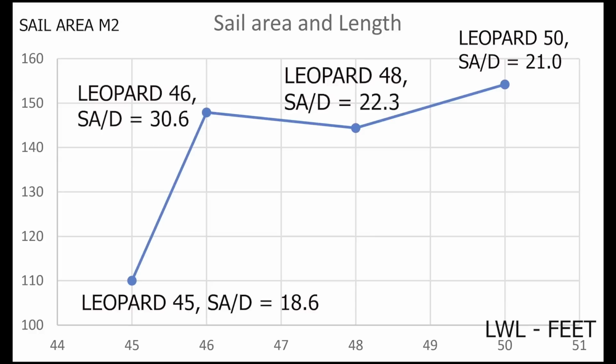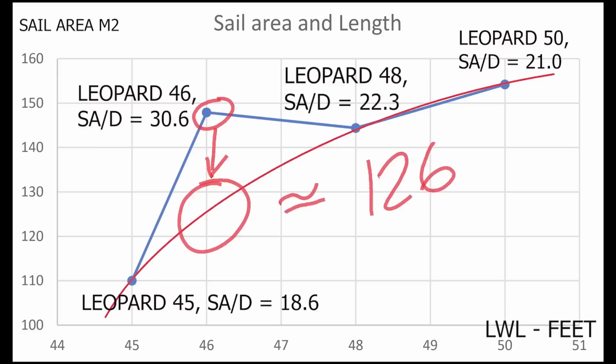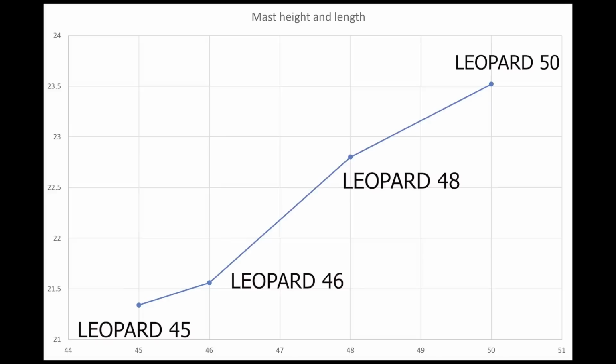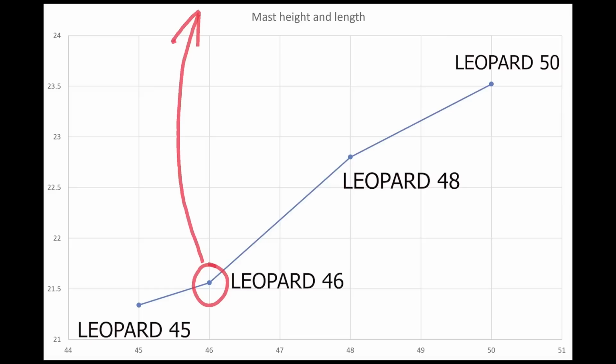See how your Leopard 46 has a massive overload in the sail area? Massively bigger sails. It's almost 150 metres squared. If you look at the curve, it should be around 126. But there could be a reason for that. Maybe the mast is really tall. But look at the mast height. That actually looks a little smaller than it should be. And in fact, to get that sail area right, if you're using a 100% fore-peak triangle area, the mast would have to be somewhere in the 30-meter range, about there on this graph.